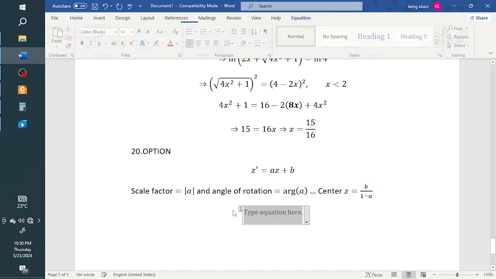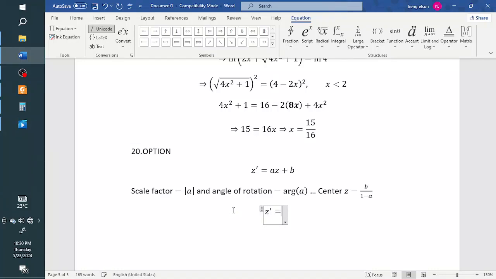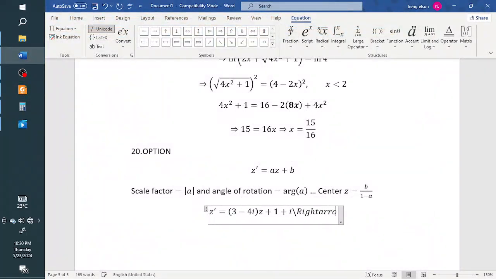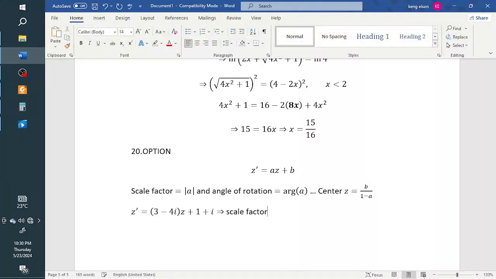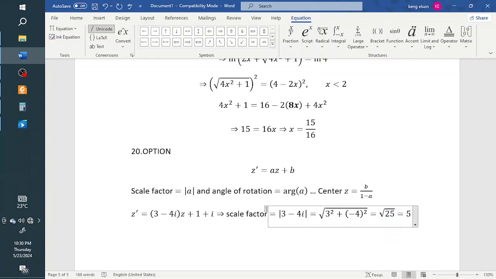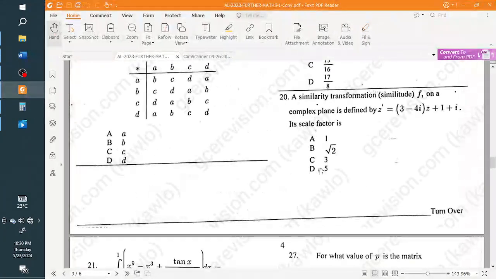So in this case, we have z prime equal to 3 minus 4i times z. So our scale factor will be equal to the modulus of 3 minus 4i, which is the square root of 3 squared plus negative 4 squared. That is the square root of 9 plus 16, the square root of 25, which is 5. Going back to the options, D is correct.